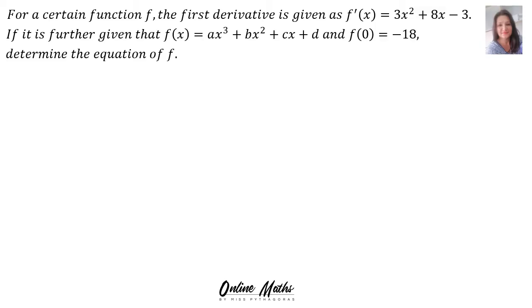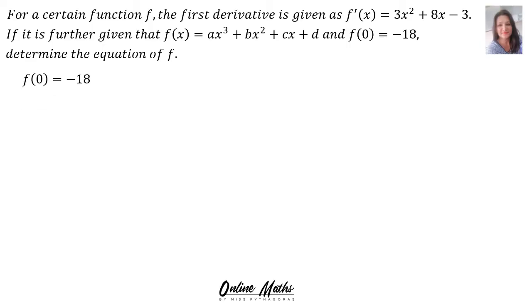The first example. For a certain function f, the first derivative is given as f prime of x equals 3x squared plus 8x minus 3. It is further given that f of x equals ax cubed plus bx squared plus cx plus d, that's the original function, and f of 0 is equal to negative 18. Determine the equation of f.